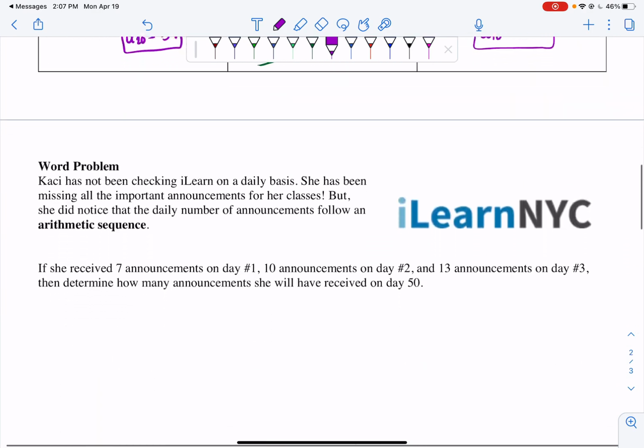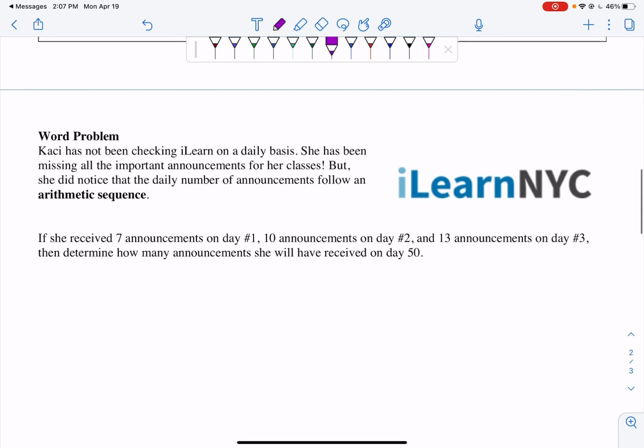Let's go into a word problem. Casey has not been checking iLearn on a daily basis. She's been missing all the important announcements for her classes, but she did notice that the daily number of announcements follow an arithmetic sequence. If she receives 7 announcements on day 1, 10 announcements on day 2, 13 on day 3, how many will she have received on day 50?